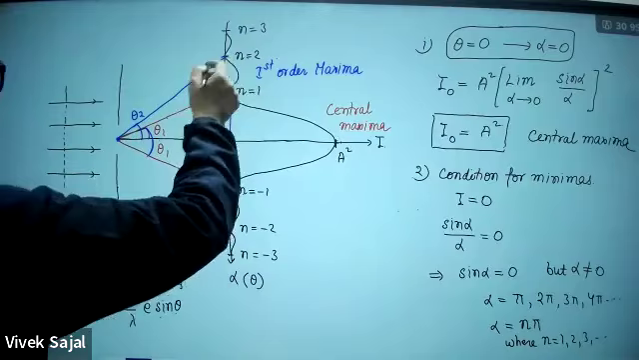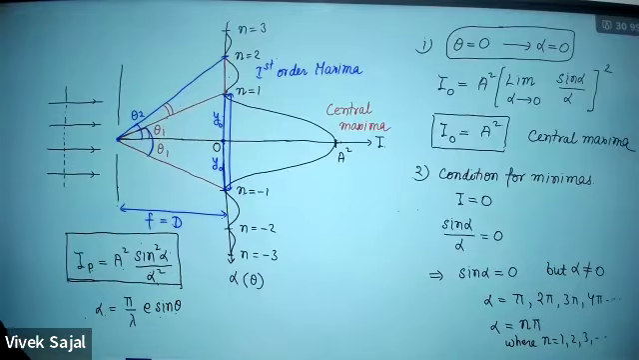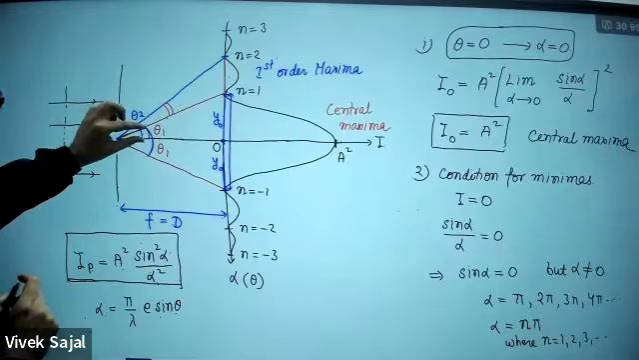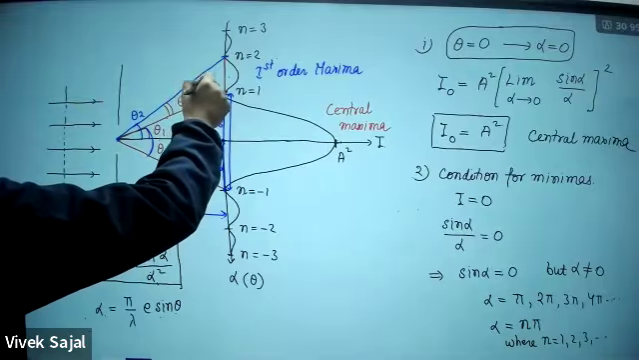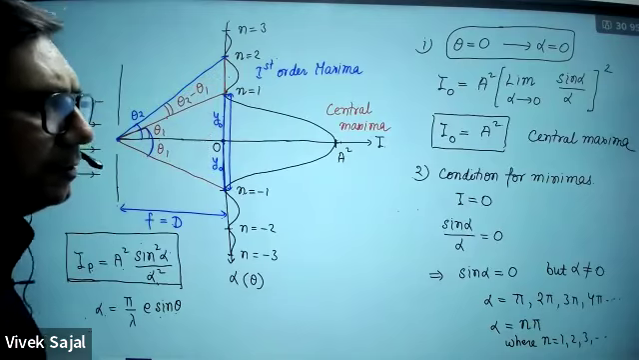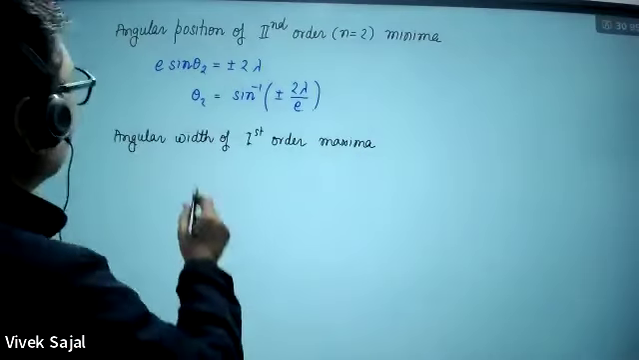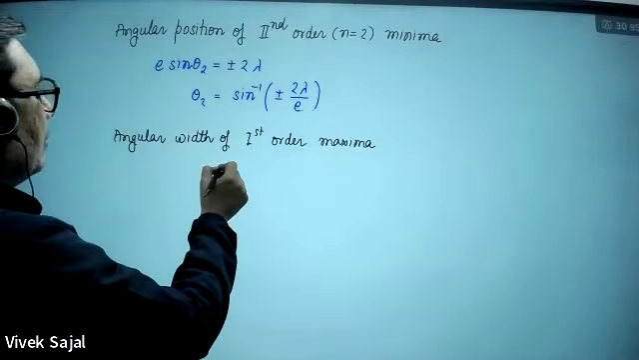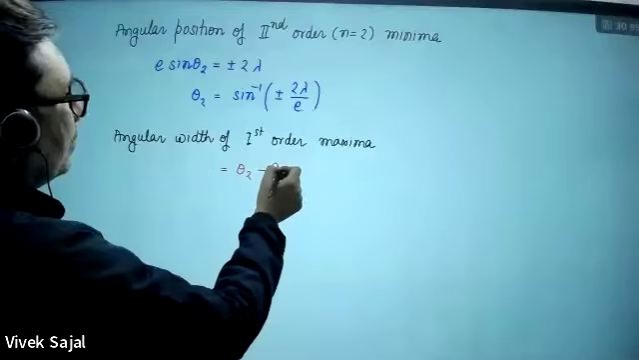So what angle it is subtending here at the center of the slit, that is this. And how much will this be? This will be theta 2, this will be theta 1. So this will be theta 2 minus theta 1. Okay? So what will be the width of this? That will be equal to theta 2 minus theta 1.